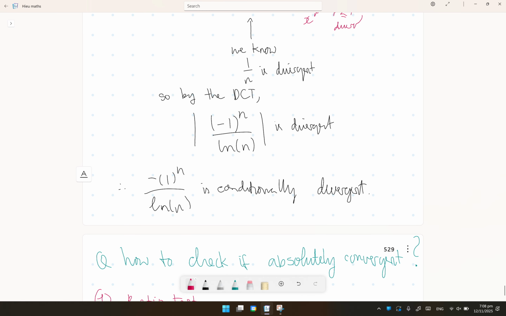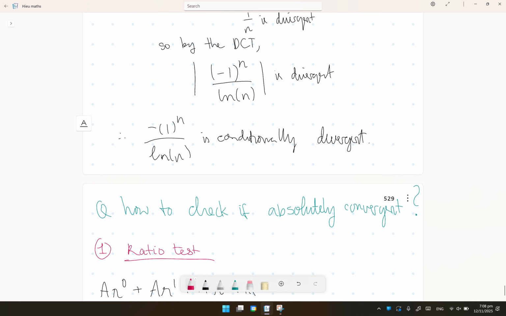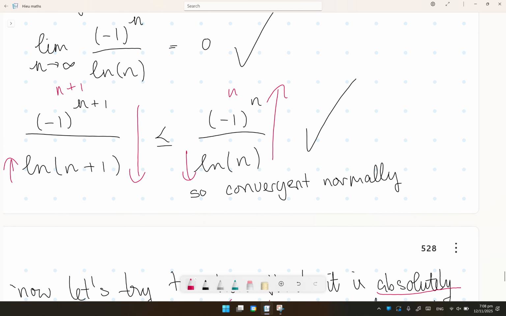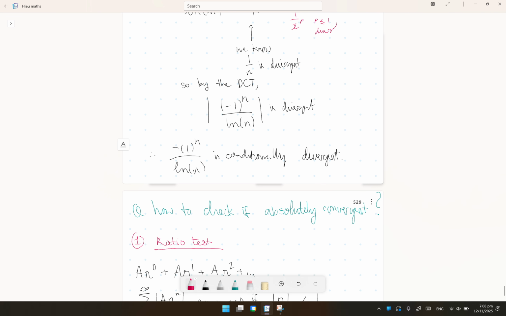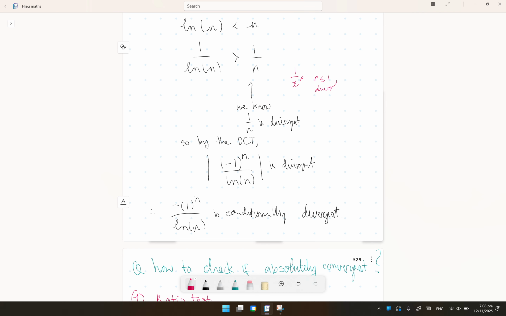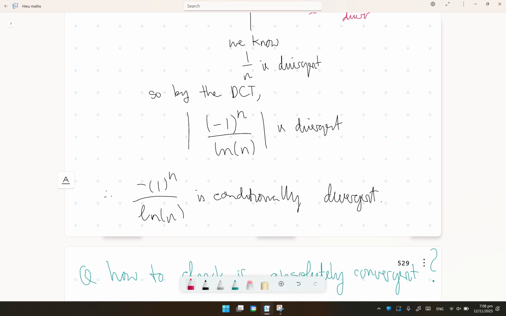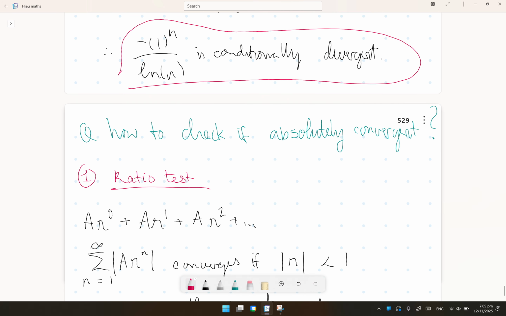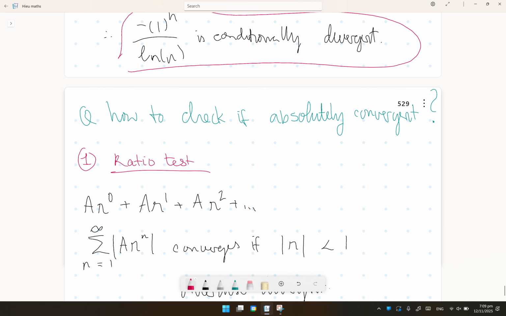And then therefore, because it's absolutely divergent, it doesn't mean that it's normally divergent. In fact, we found that it's normally convergent. So it shows that just because it doesn't absolutely converge doesn't mean it can't converge normally. And so then we say this series here is conditionally convergent. Okay, let's do a few more.